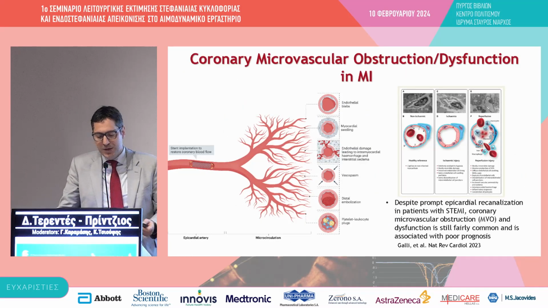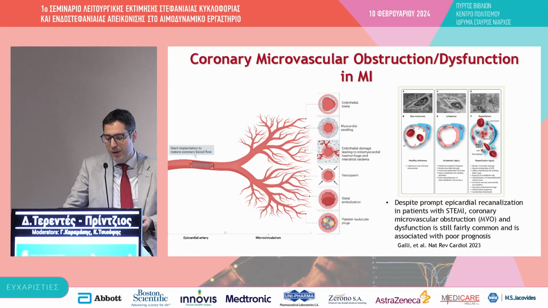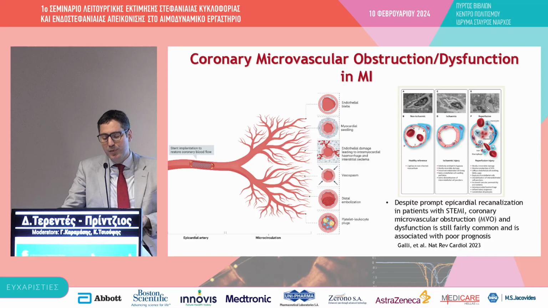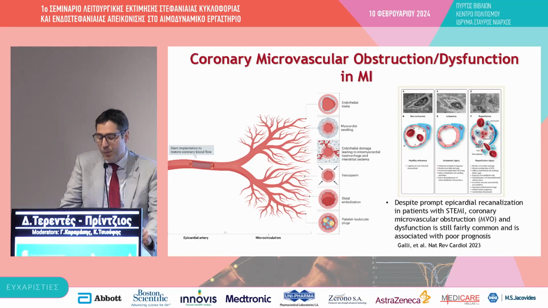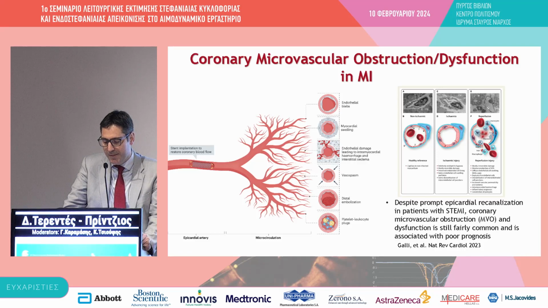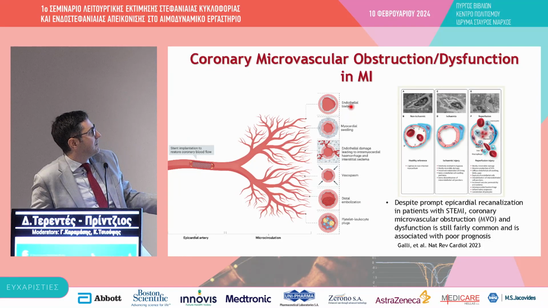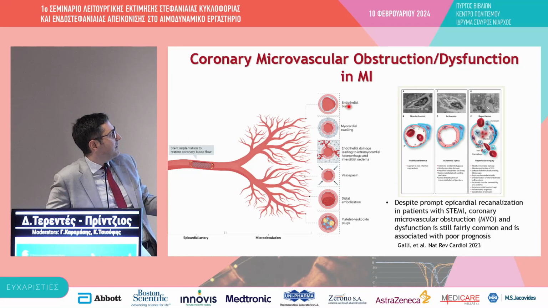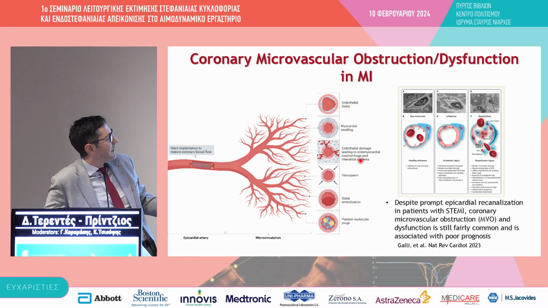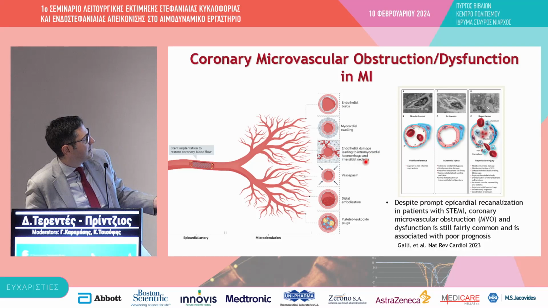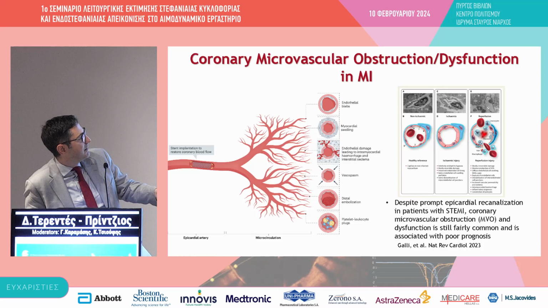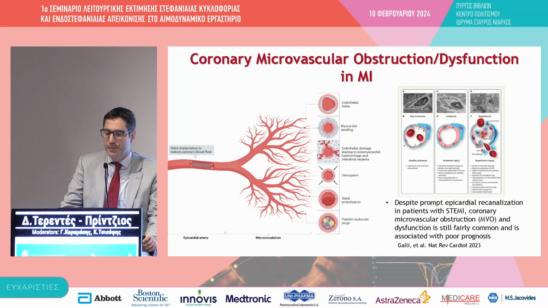Except for stable angina and stable patients, we also have coronary microvascular obstruction and dysfunction in patients that come with STEMI in the cath lab. Unfortunately, despite prompt epicardial recanalization in patients with STEMI, coronary microvascular obstruction and dysfunction is still fairly common and is associated with poor prognosis. As you can see, these are the main mechanisms that involve endothelial blebs, myocardial swelling, endothelial damage leading to intramyocardial hemorrhage, interstitial edema, vasospasm, distal embolization, and platelet-leukocyte plaques that lead to this image in the end that is not very good for the prognosis of the patient.